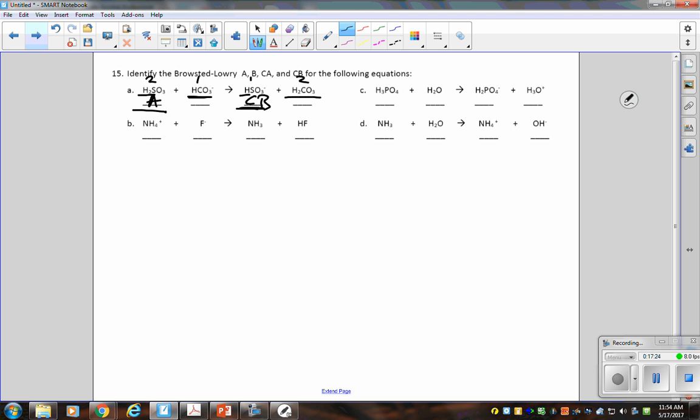Look here. 4 H's. Now it has 3. Did it go up or down? Went down, so that makes that the acid, conjugate base. That has 0, now it has 1. That makes that the base, conjugate acid. Does that make sense? Okay.